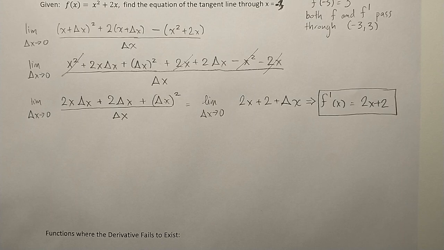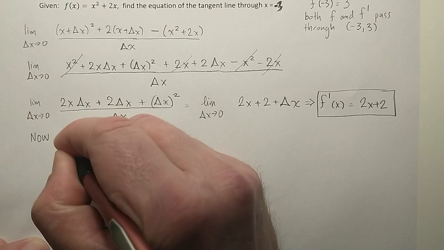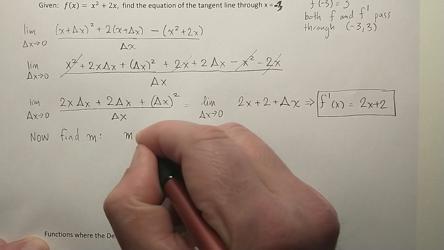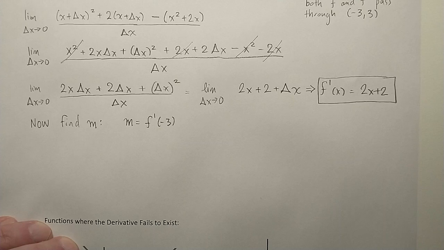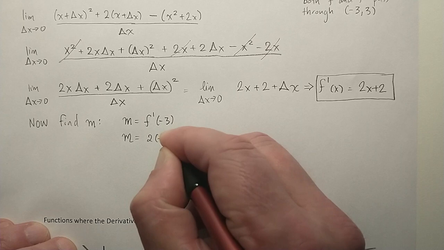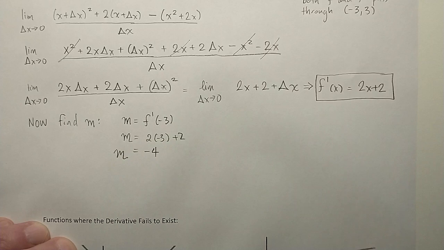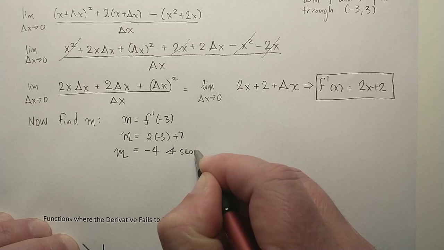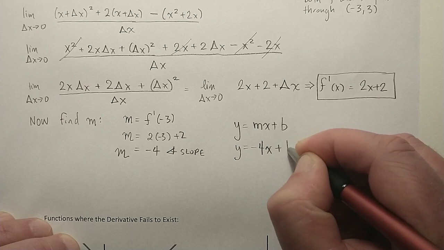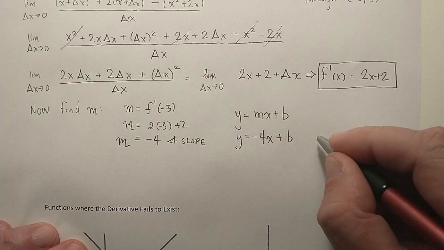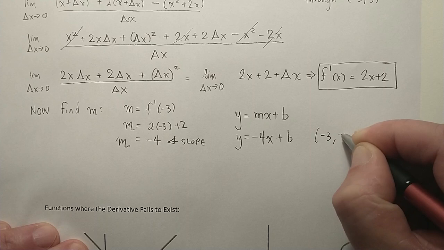So now, find m. My slope is going to equal f prime of negative 3. The slope is the value of the derivative at that point. And there's our slope. Once you have the slope, y equals mx plus b is the equation of a line, whether it's a fancy tangent line or just a regular line. So that's what our tangent line looks like, and it passes through this point, so we can sub that in for x and y.